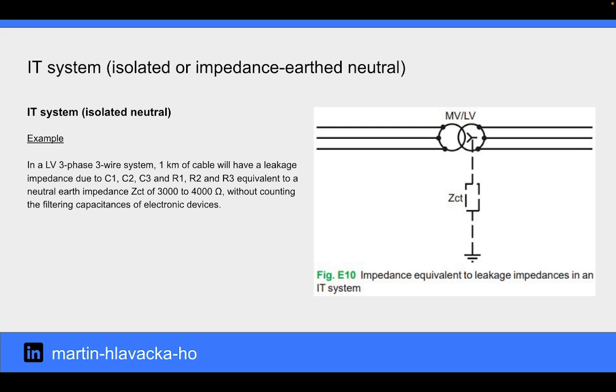In a low voltage 3-phase 3-wire system, 1 km of cable will have a leakage impedance due to C1, C2, C3, and R1, R2, and R3 equivalent to a neutral earth impedance of 3000 to 4000 ohms, without counting the filtering capacitances of the electronic devices.